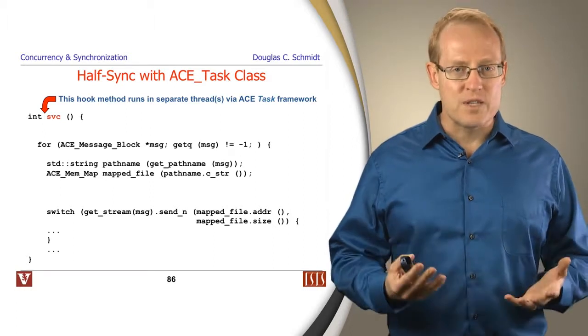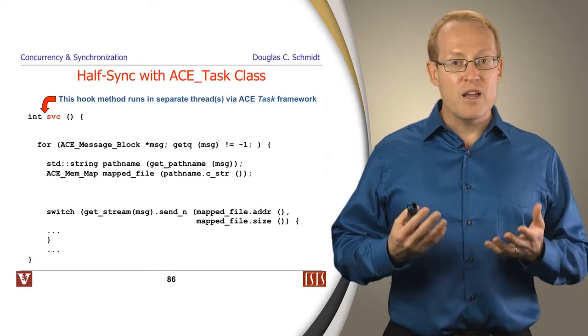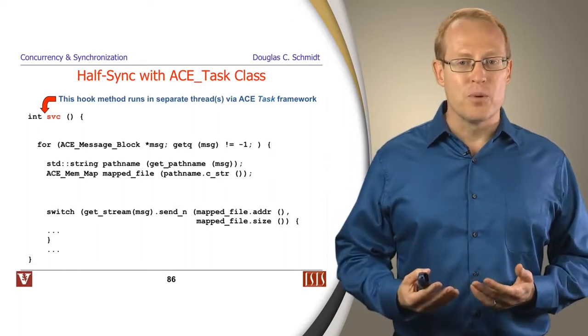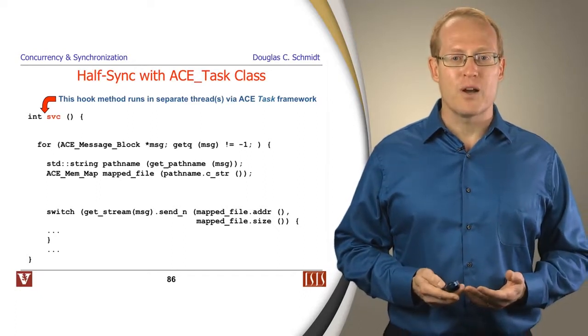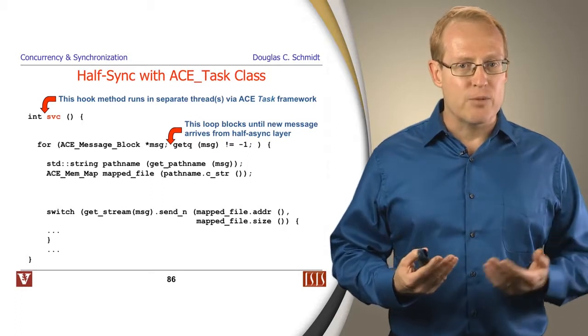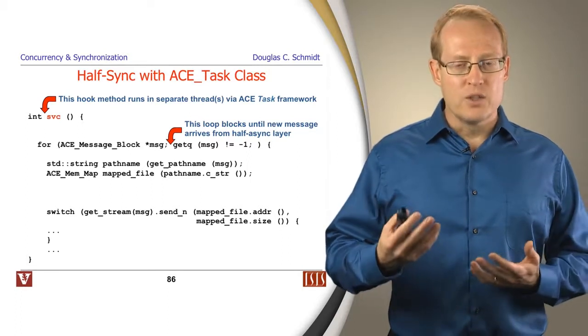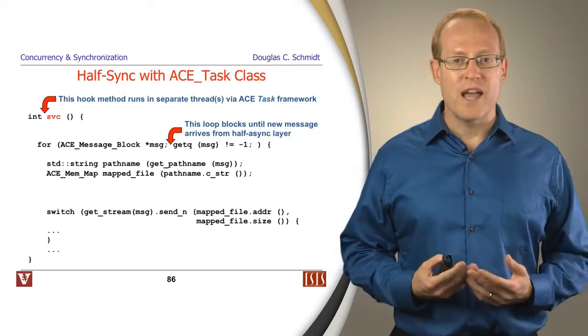Here is the key driver for this half-sync layer. This is the service hook method. This method will be called back once in every thread that's part of the thread pool. And that, of course, will be managed by the ACE task framework we've been talking about. This particular service method will block in every thread, waiting for a new message to show up from the half-async part, from the part that's driven by the reactor.